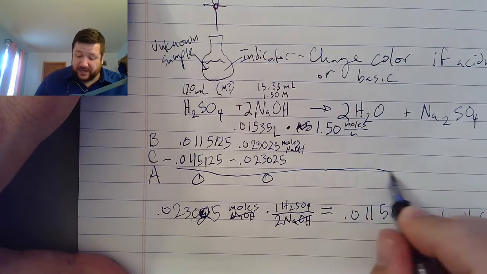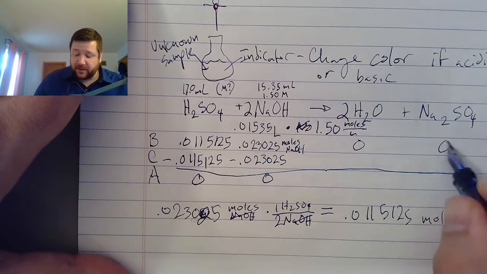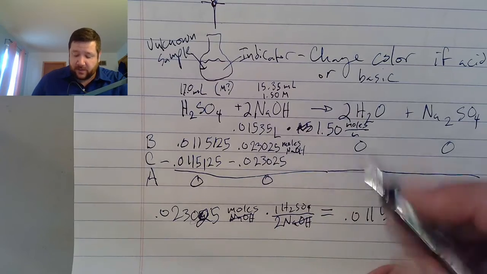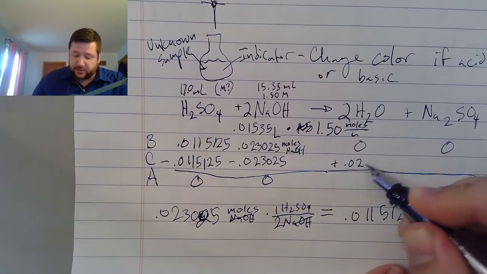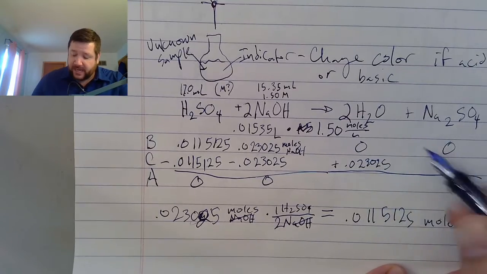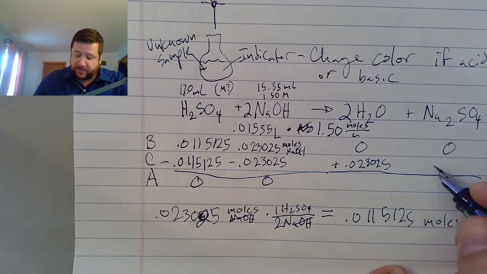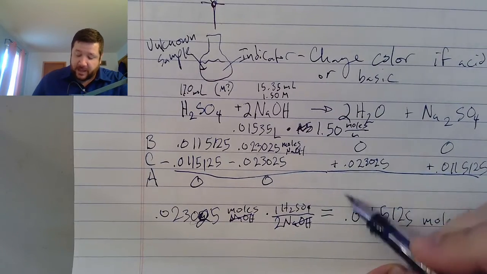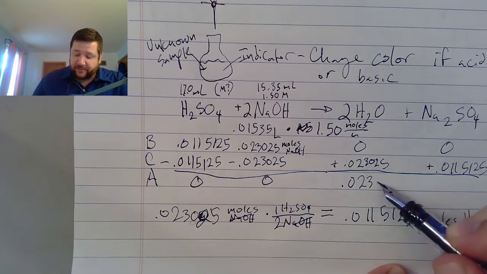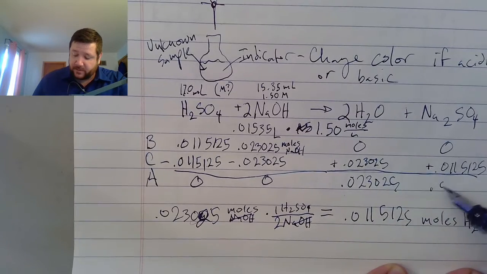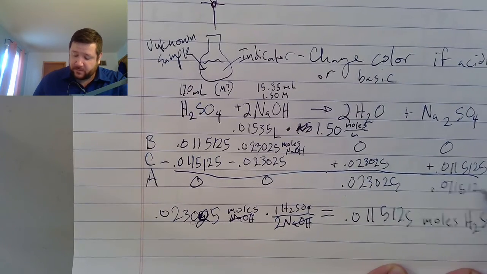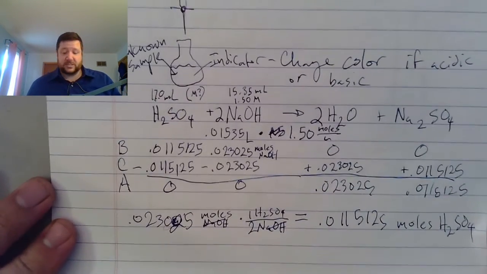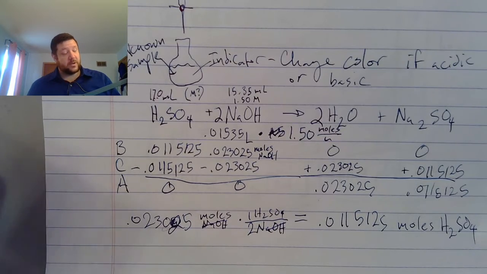And then over here, starting off with none of the water, the change, so if we look here, we're going to go plus 0.023025, and then this, since we have just the 1 in front of there, will be plus 0.011525, and that's how much we have of each of those we have left over. Feels good, right? Okay, so we've just solved the first question, right?